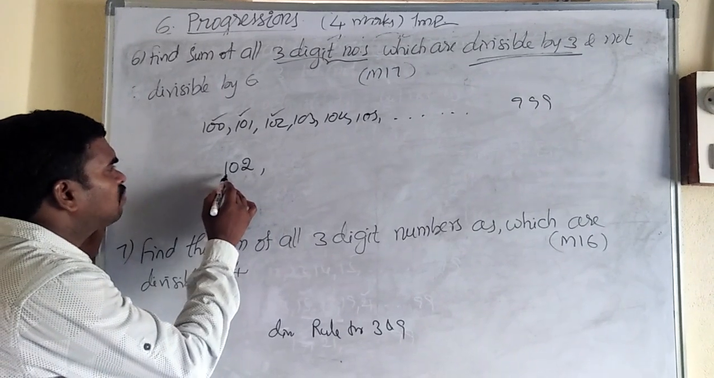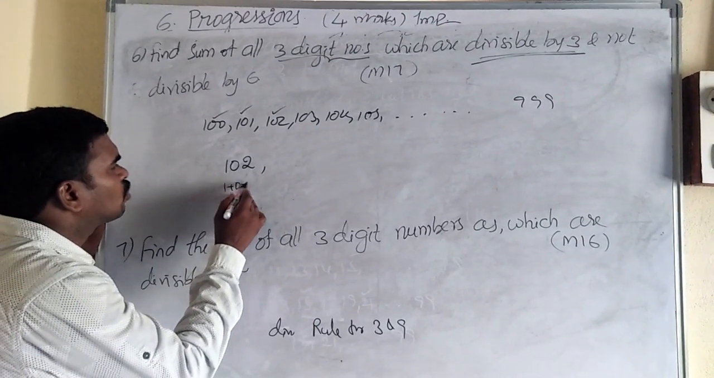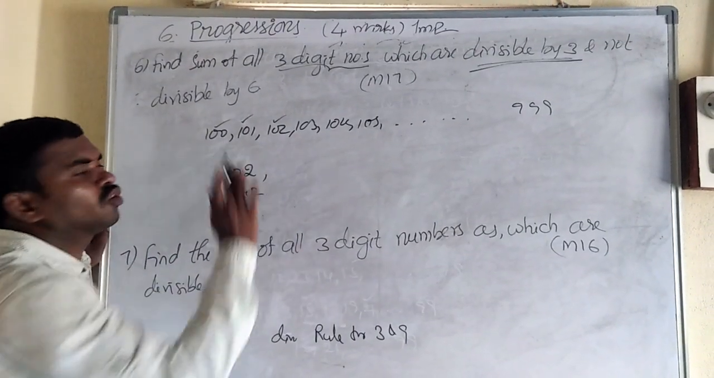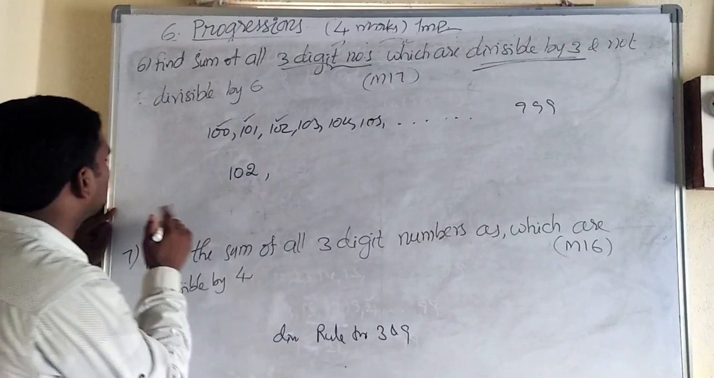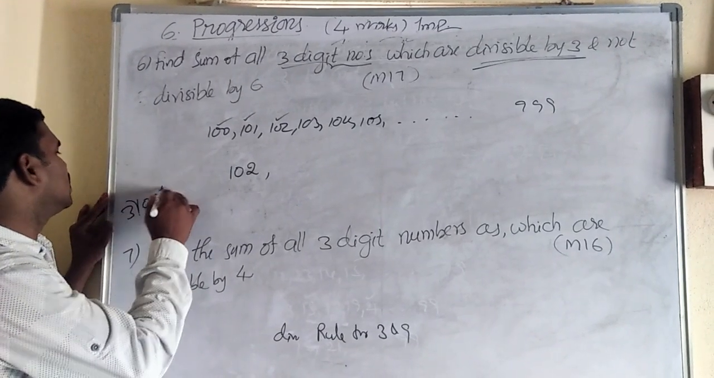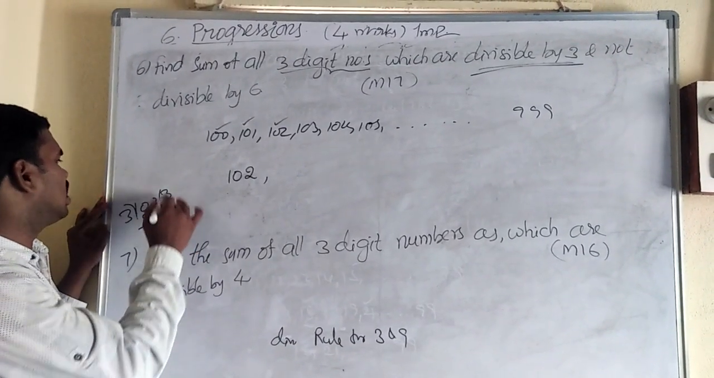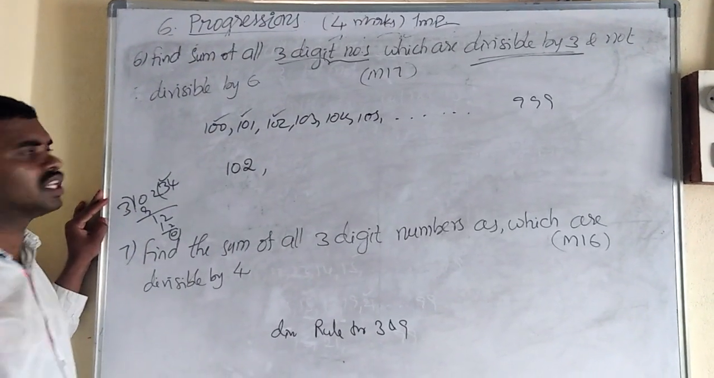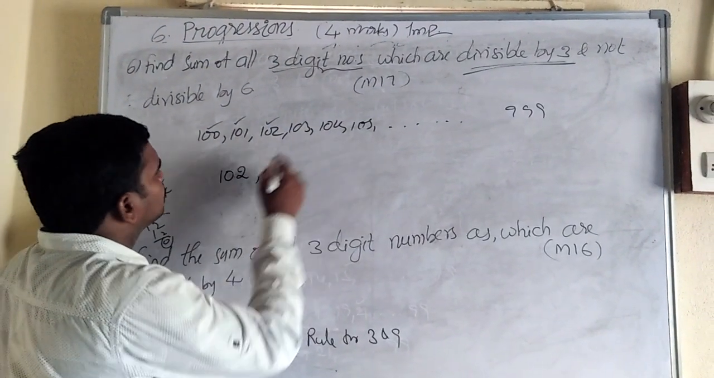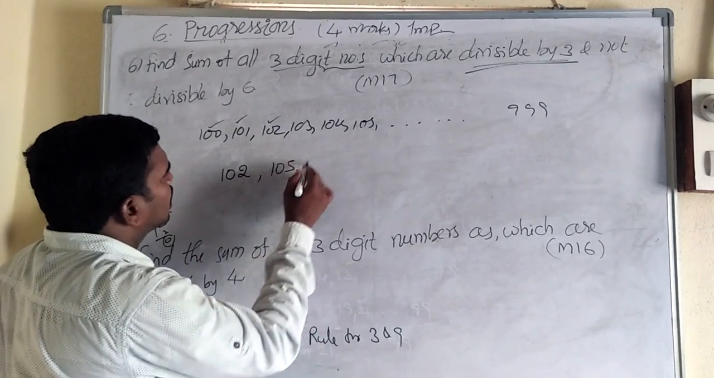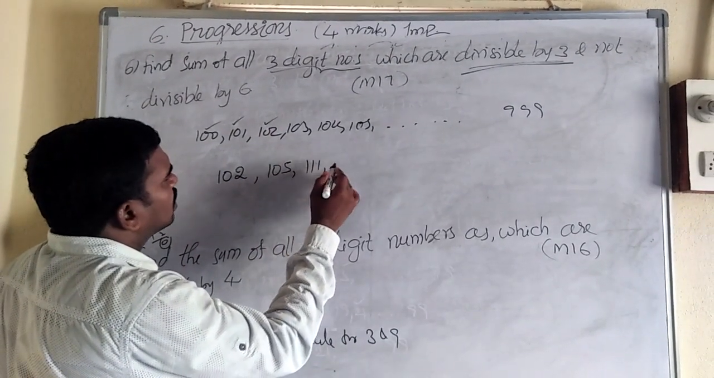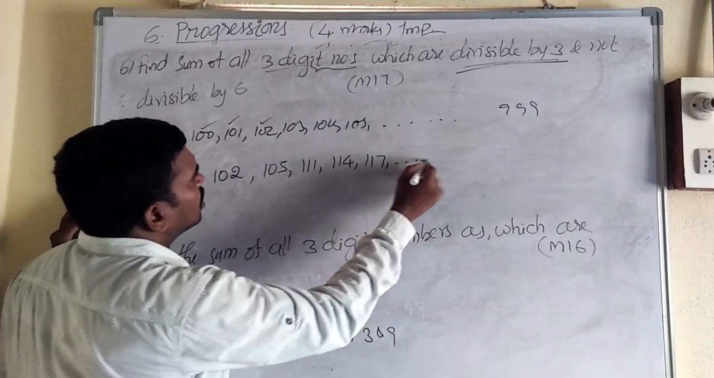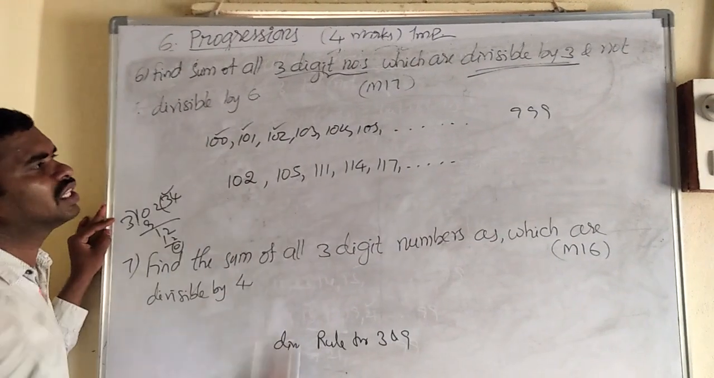See here, add 1 plus 0 plus 2, and that is 3. Is 3 divisible by 3? Yes. So 102 is divisible by 3. We can check whether it is right or not. 102: 3 1s are 3, 3 3s are 9, 12, 3 4s are 12. Remainder is 0. So 102 is exactly divisible by 3. Next, add 3: 105. Next, 108, 111. Next, 114, 117, and so on. I'm just adding 3 because of divisibility by 3.